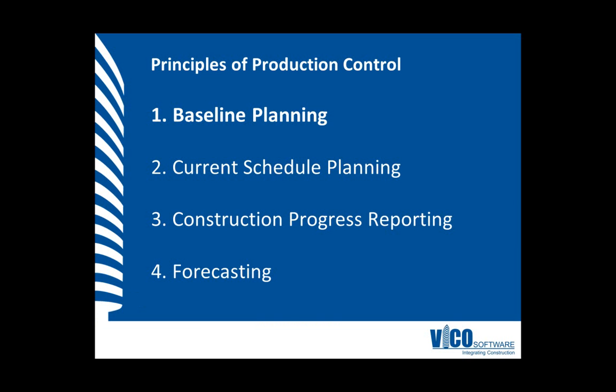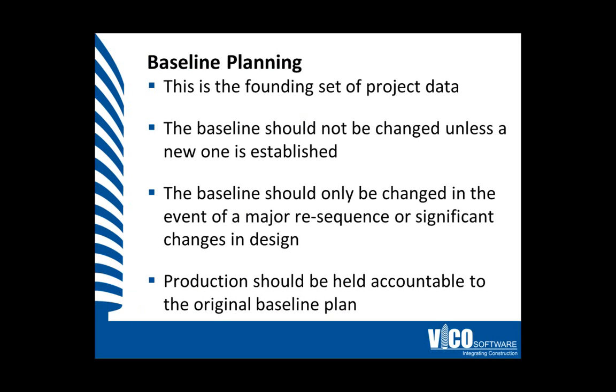The first principle of production control is baseline planning. Baseline planning is the founding set of project data. The baseline should not be changed unless a new one is established, and this should only be when a major resequence or a significant design change would alter the schedule. Production will ultimately be held accountable to that original baseline plan.